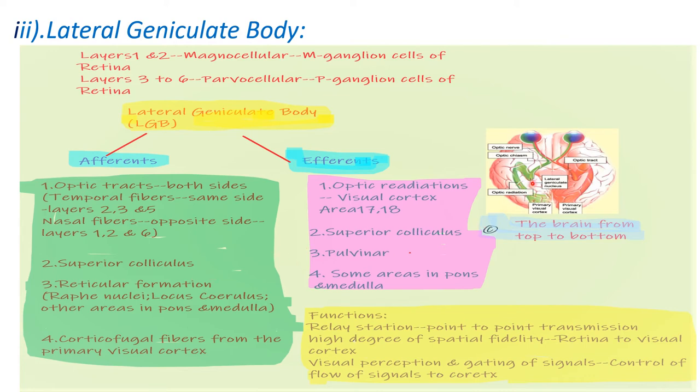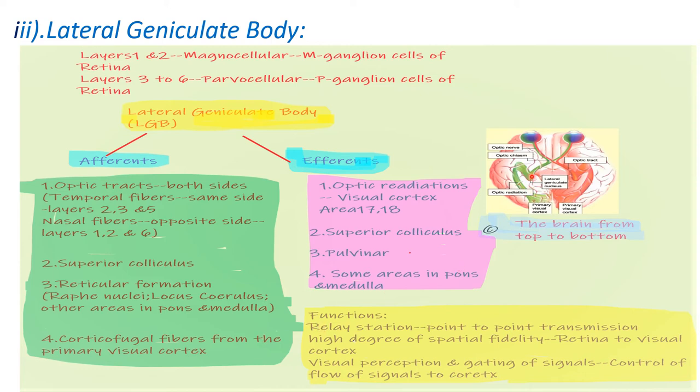Superior colliculus is mainly related to the visual sensation. So it also receives fibers from the superior colliculus and also from the reticular formation. From the reticular formation, especially the different nuclei, it receives serotonergic fibers from the raphe nucleus and noradrenergic fibers from locus coeruleus of the reticular nucleus and from other areas in pons and medulla. It also receives corticofugal fibers from the primary visual cortex.